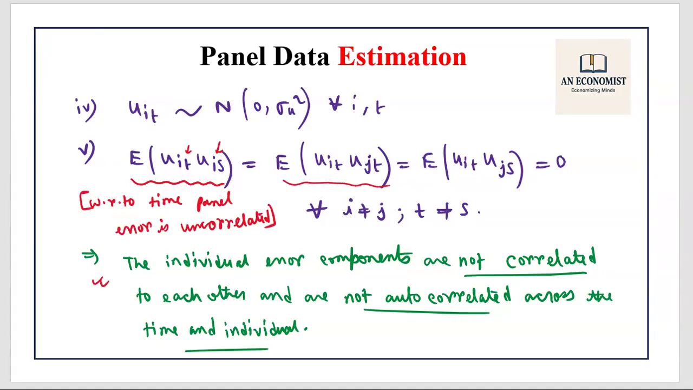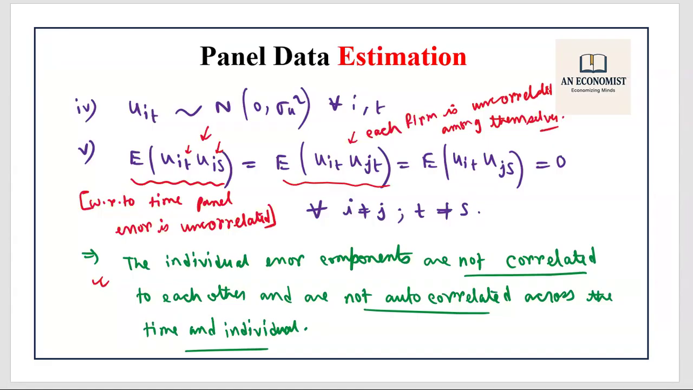Now, what is the second term? The second term is expectation of UIT, UJT. Can you pause the video and think what this means? This basically means each firm is uncorrelated among themselves also, right? Here we are talking about the I variables, here we are talking about the T variables, and here we are talking about I and J. See, I and J is varying. So basically, each firm is uncorrelated among themselves. So let me write, each firm is uncorrelated among themselves, right?